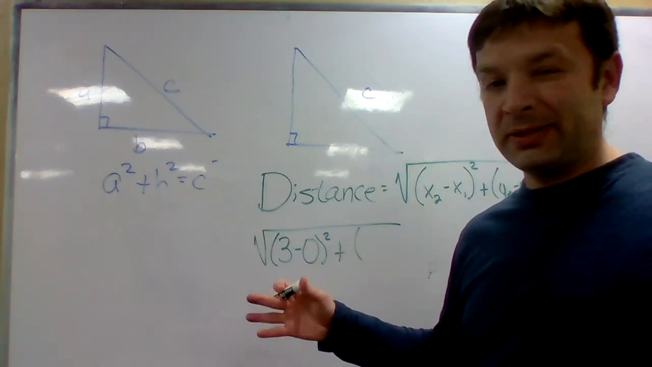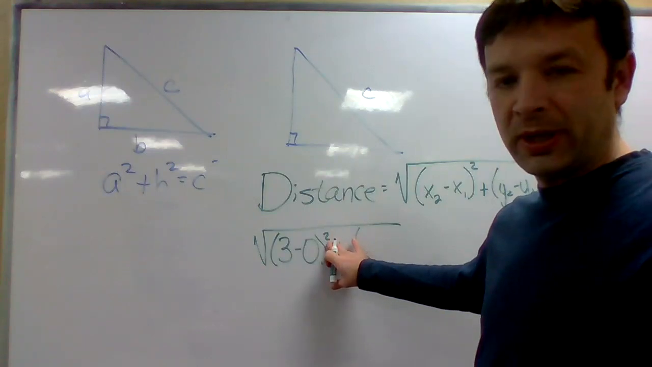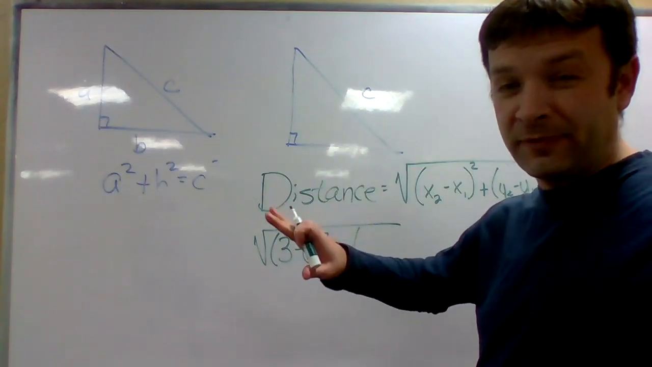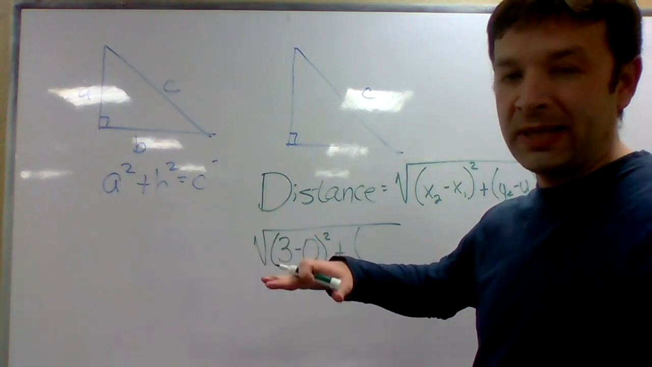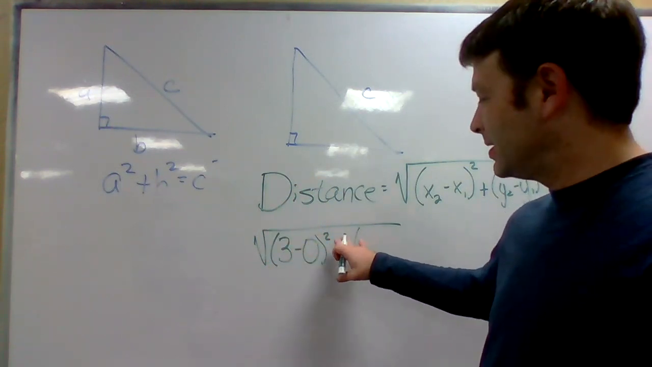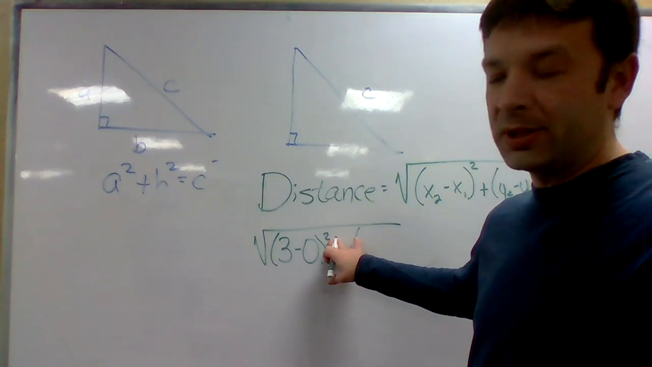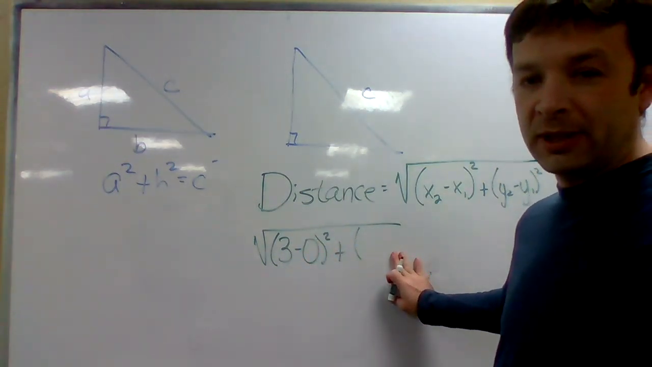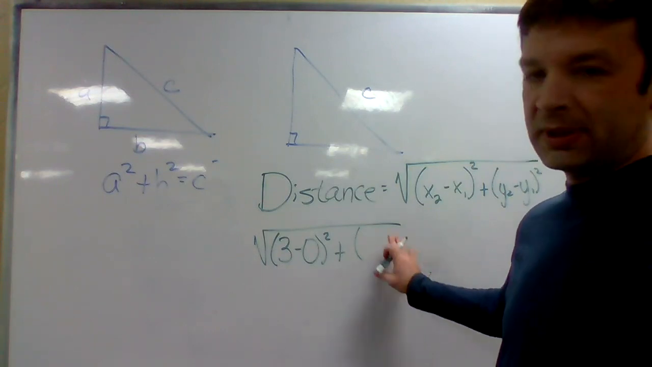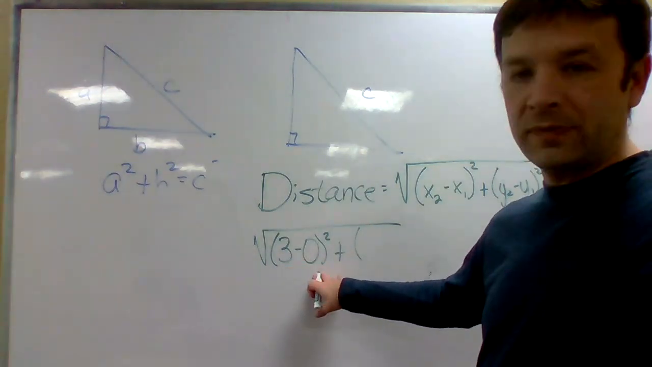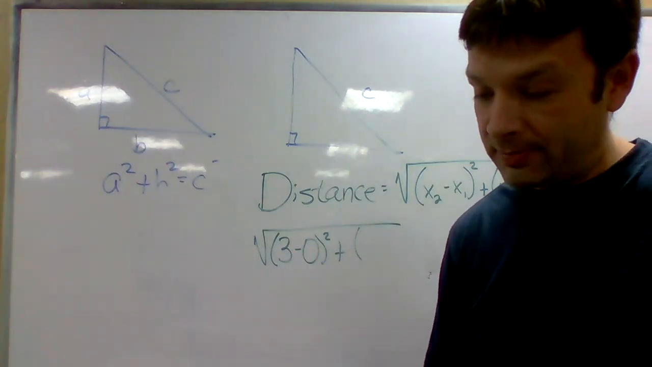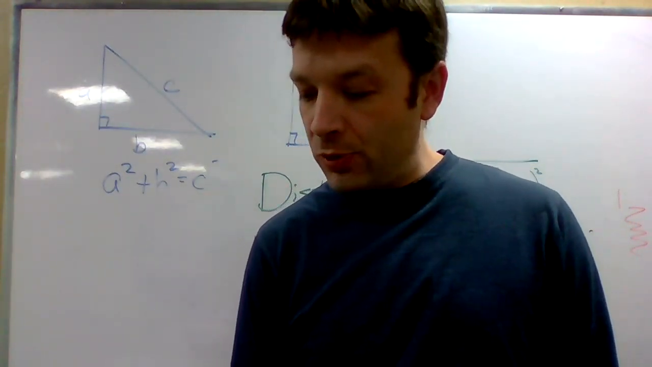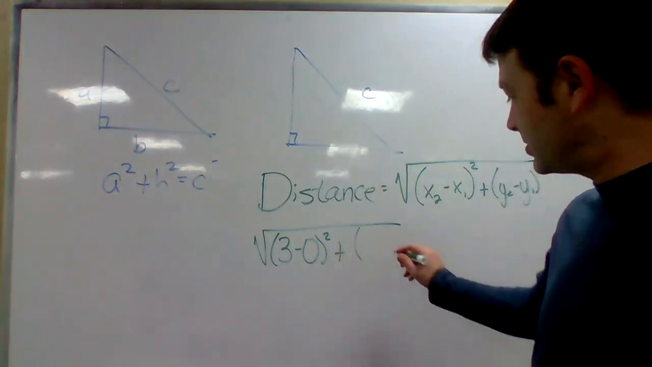Okay, so it does kind of matter, but when you square a number, whether it be positive, 5 squared is 25, negative 5 squared is also 25. So it doesn't really matter what order you put it in. You do need the x's to be up front, you do need the y's to be in the back, but it doesn't really matter which x you put in front of the other one. It's all going to come out the same. Okay, the y values were 4 on the first parentheses and 0 on the second.